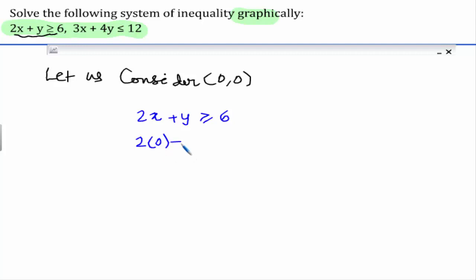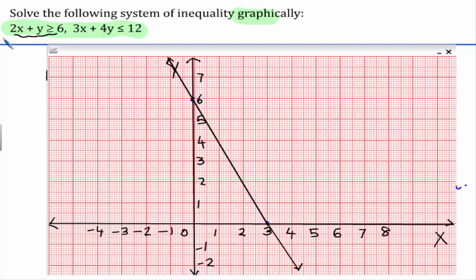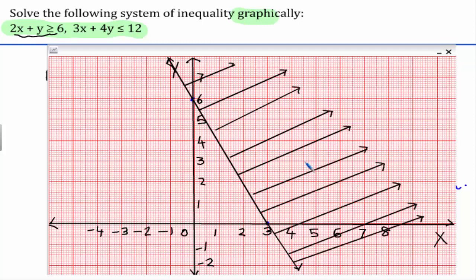get 2 into 0 plus 0 greater than or equal to 6. This is 0 greater than or equal to 6, which is a false statement. That means this point is not in the region. Therefore, origin is not included in the region. That means we have to draw the arrows which is opposite to the origin like this. This is the solution for the inequality 2x plus y greater than or equal to 6.